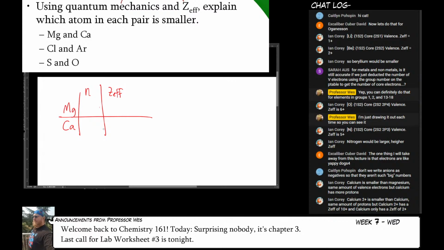So if I want to look at the maximum N on magnesium, it's in period 3, so the highest N would be 3. What is magnesium Z effective? You can calculate that by now, I hope. Then we'll go to calcium. Calcium is in period 4, so it has a higher N, and its Z effective is also 2. And so now the question is, which is smaller? Well, whichever one has the smaller N must be the smaller atom. So, there you go.